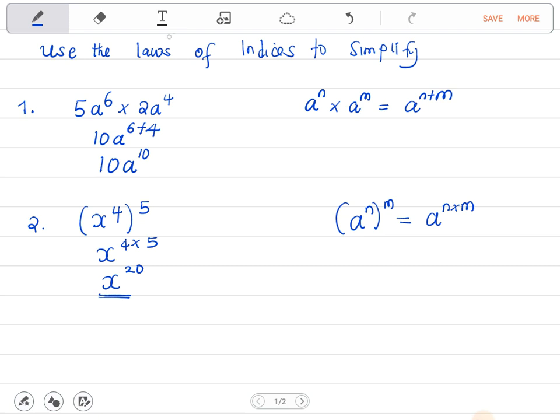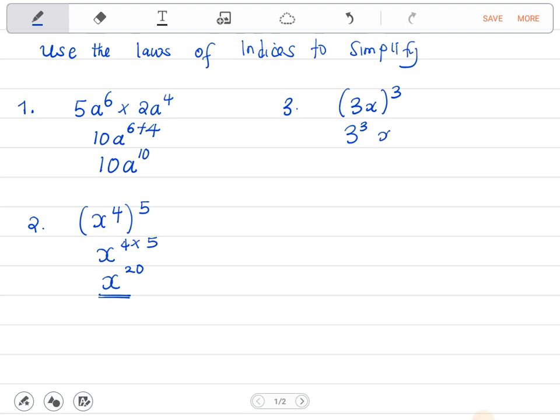Next, question 3. We are having 3x, everything to the power 3. Now, as long as there's no multiplication, no subtraction or addition sign, these two are together. So the 3 outside is powering everything inside. That means we are having 3 to the power 3 and x to the power 3. This is what this means.